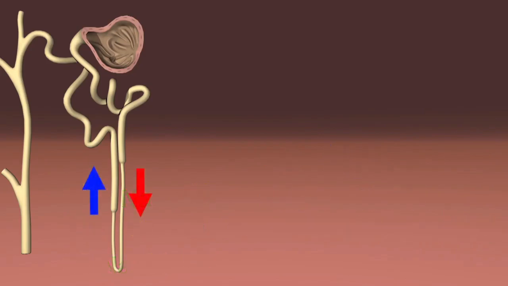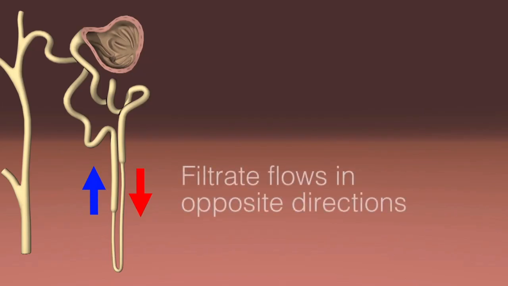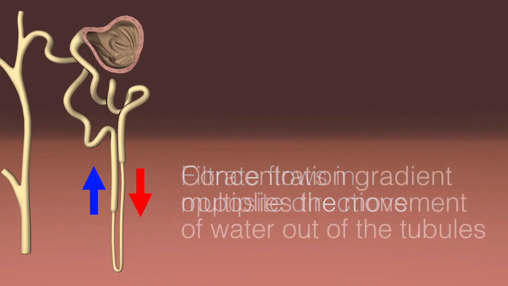So it is called countercurrent because the filtrate flows in opposite directions, down the descending loop and back up the ascending loop. It is called a multiplier because the active pumping of ions out of the ascending tubule multiplies the amount of water that is reabsorbed from the descending tubule. As more water is pumped out, the filtrate becomes more and more concentrated.